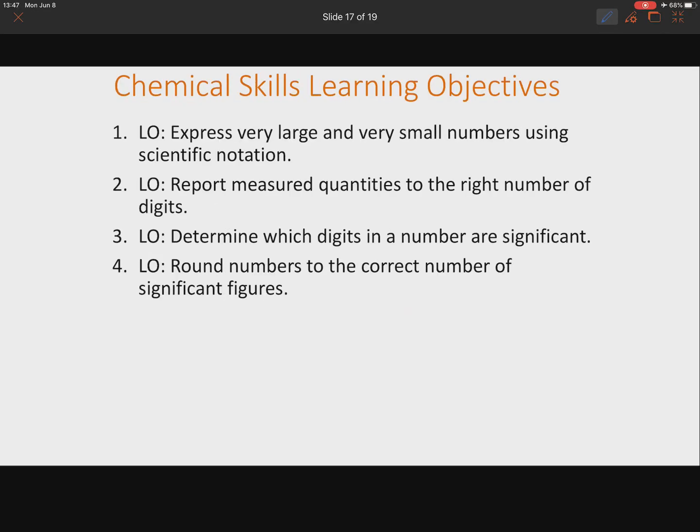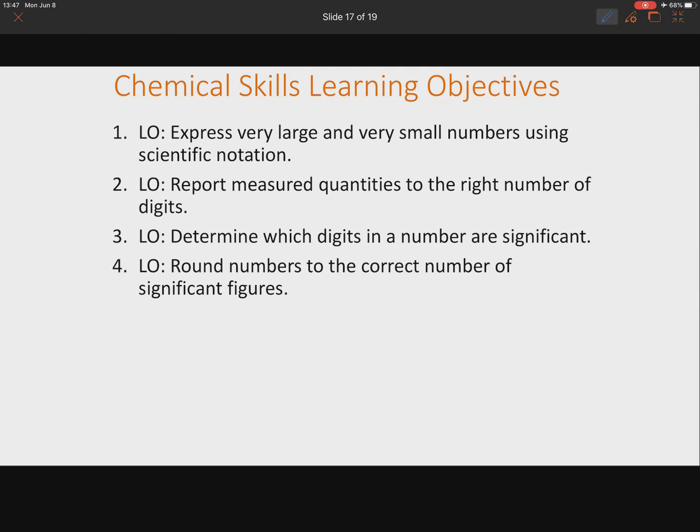Learning objectives for this chapter. I've listed them out here for you. Hopefully this helps. I will do this at the end of every chapter. Make sure to go over these learning objectives. This is where you should focus your effort on the homework or on practice problems. If you're doing all the homework and that's not enough, focus on the practice problems.